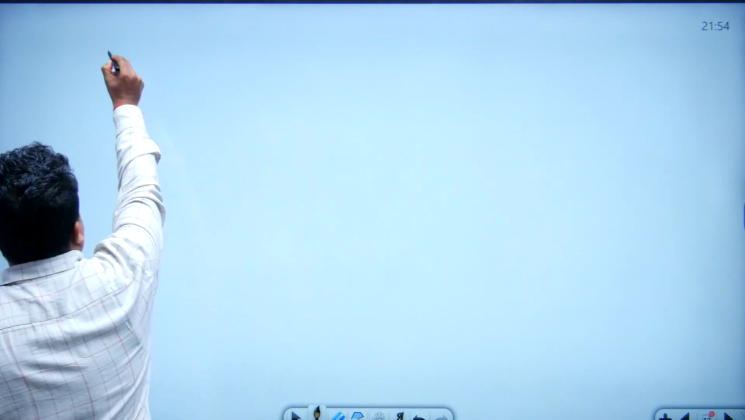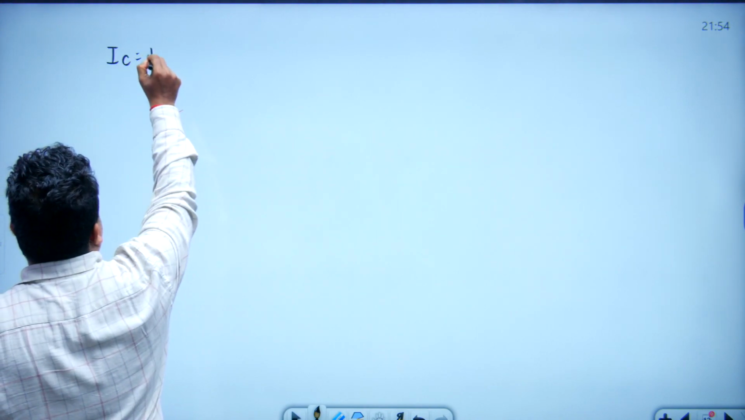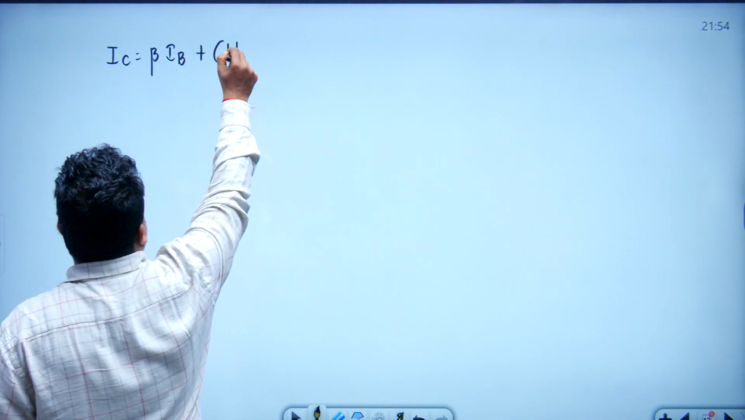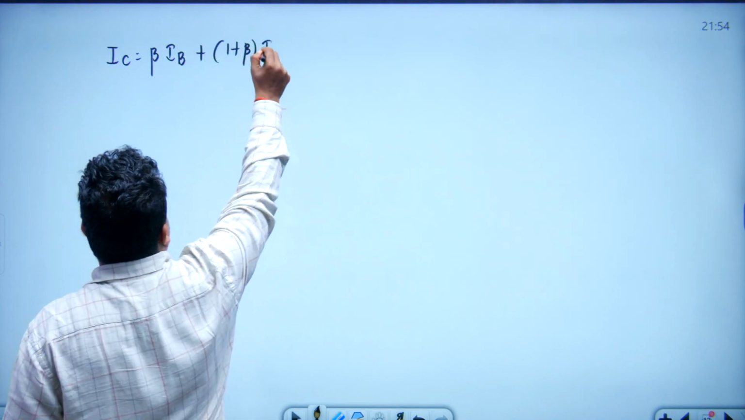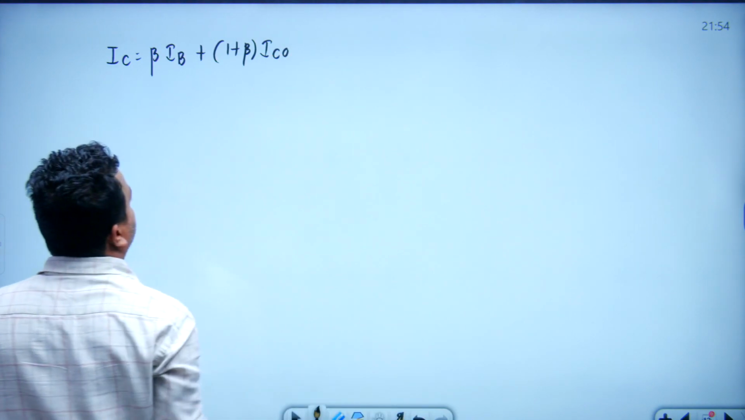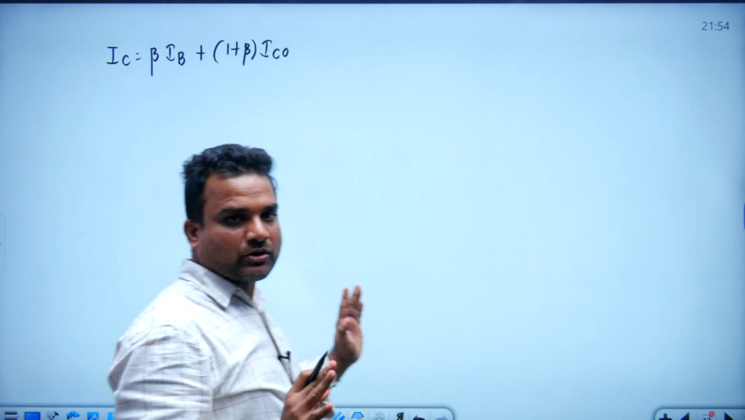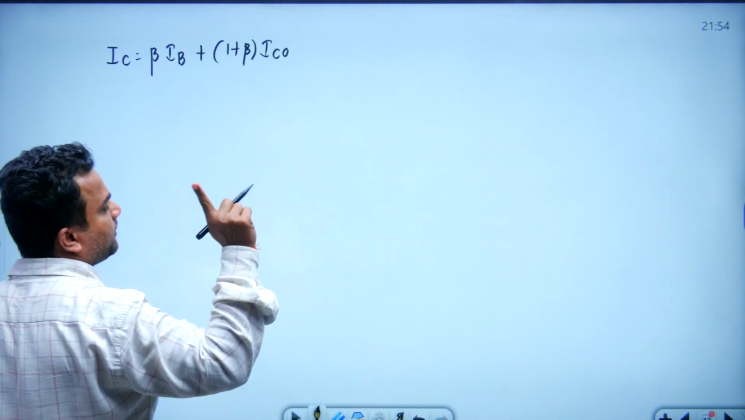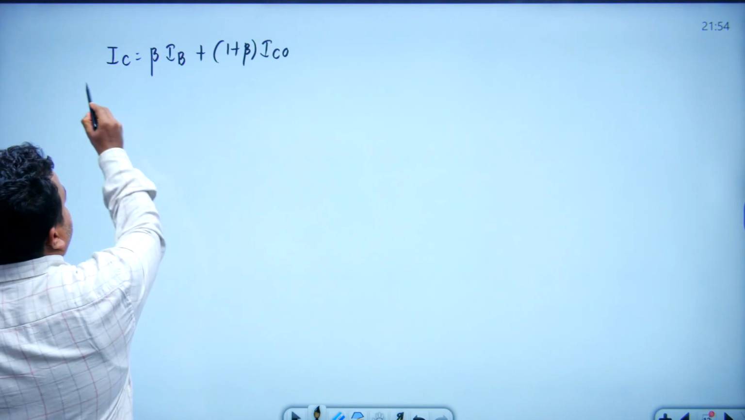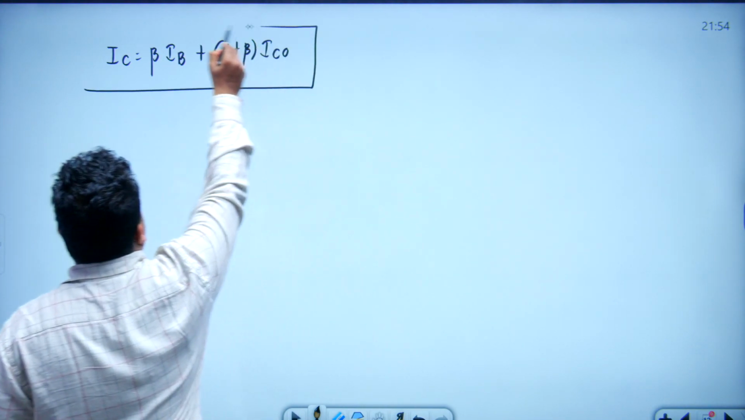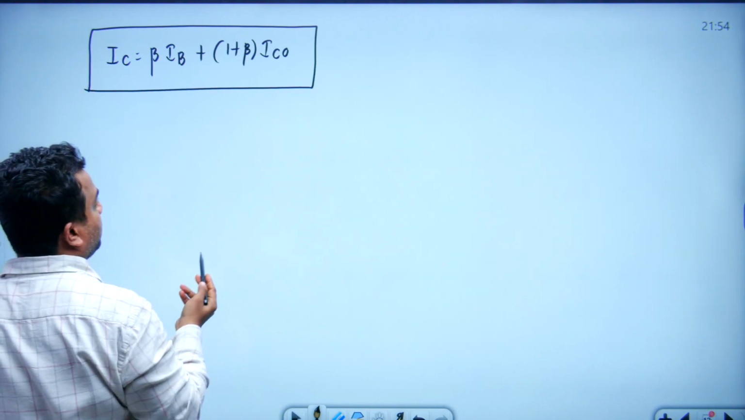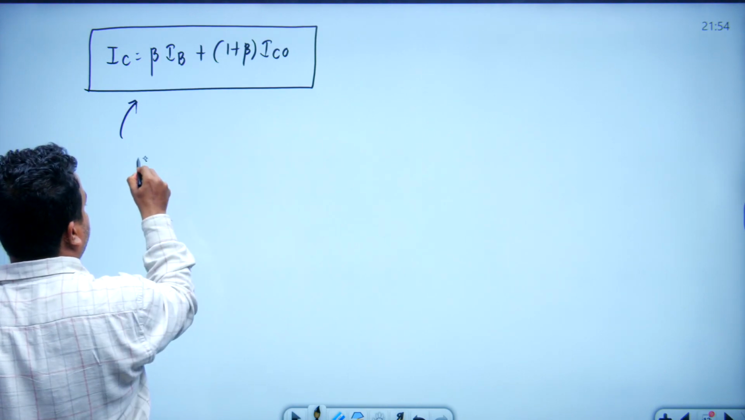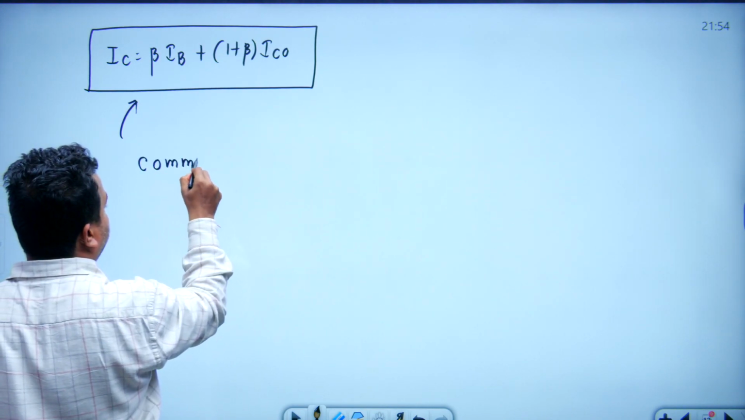Hence guys, here the collector current equation, exactly speaking, IC is equals to beta IB plus 1 plus beta times IC naught. This one guys, this is what IC is equals to beta IB plus 1 plus beta times IC naught. Remember. Now see, this is the collector current equation. Wherever the beta is there, hence we can tell this is the output collector current equation for a common emitter configuration.